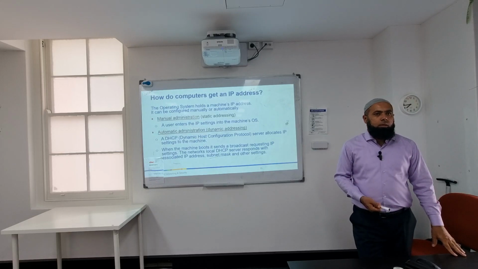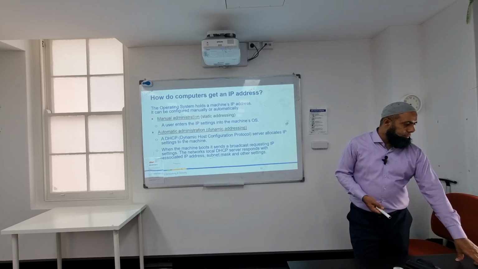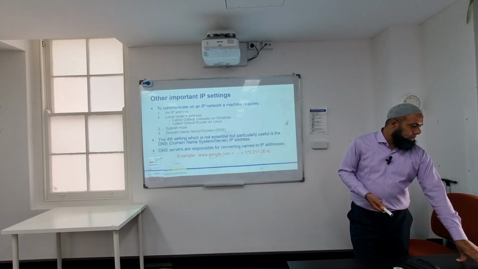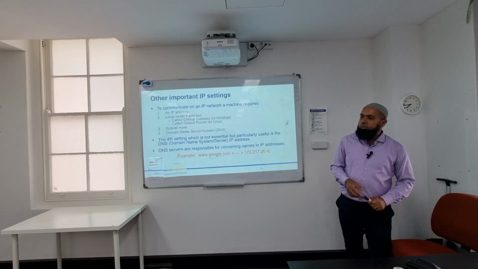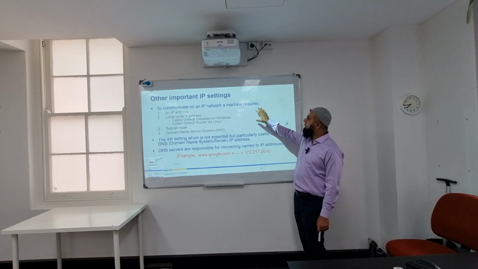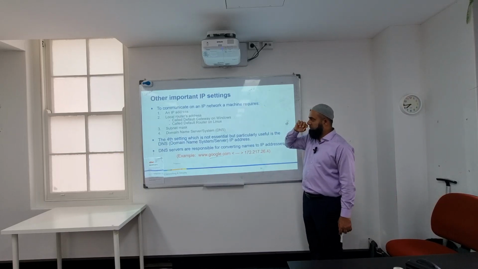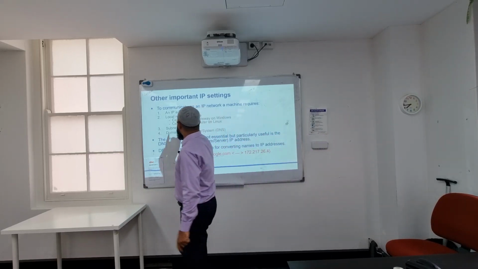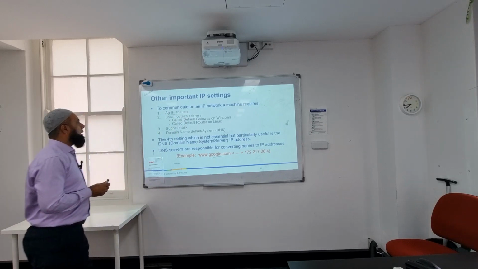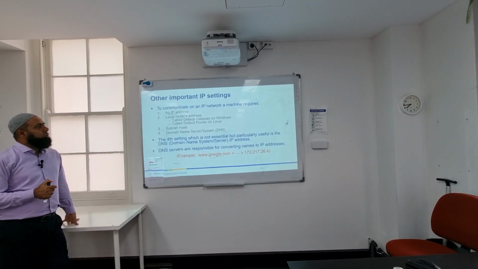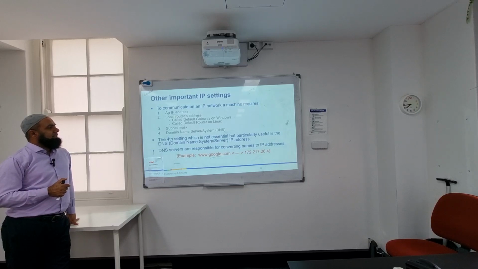So you can use a Wi-Fi network or your local area network. Some of the other important IP settings: to communicate on an IP network, a machine requires, what are the things we require? IP address first of all, write these things down. Second is the local router's address.